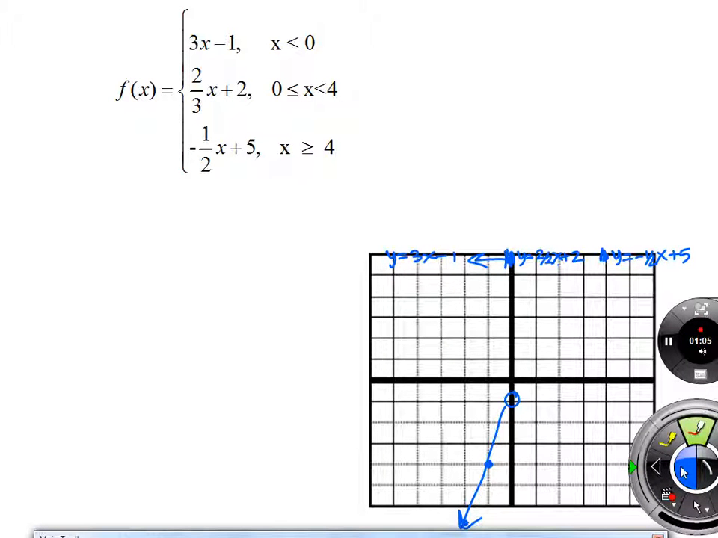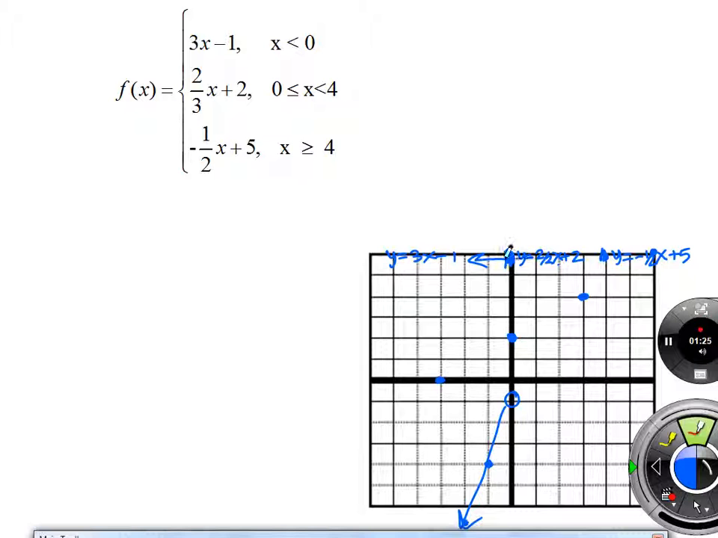Then between 0 and 4, I want to graph 2/3 x plus 2. So I'm going to graph it like I normally would. I'm going to start at 2, and I'm going to go up 2 over 3, 2 over 3, or down 2 and over 3 the other direction. So these would be points on that line.